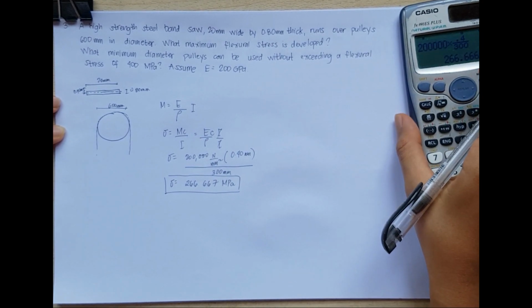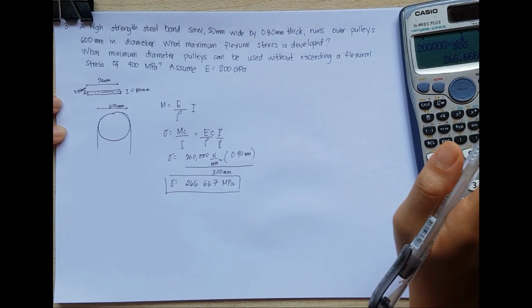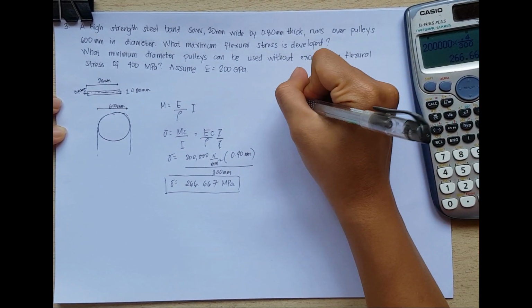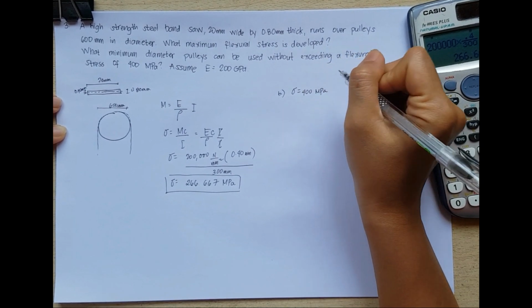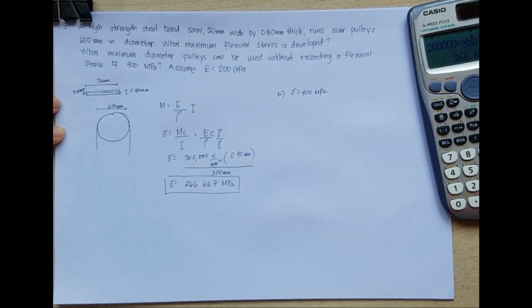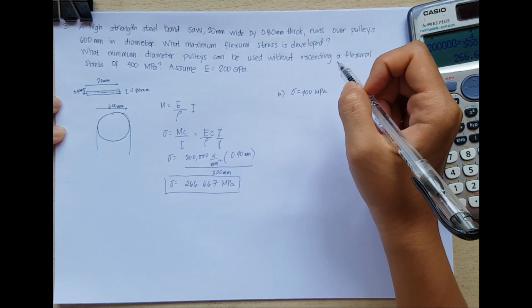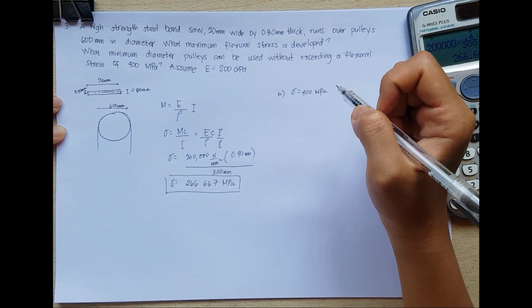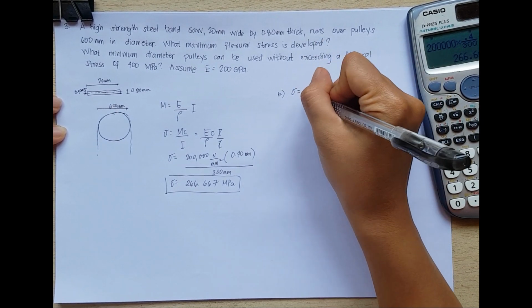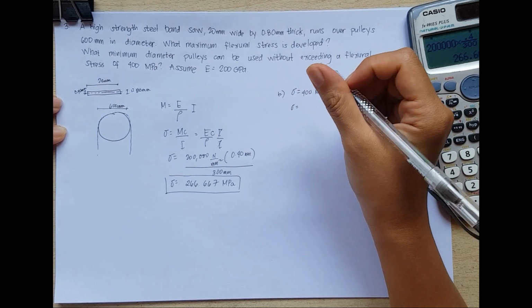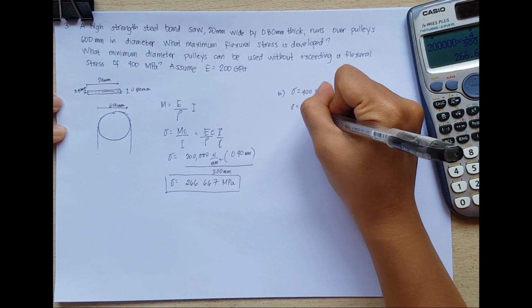And then for letter B, what minimum diameter pulleys can be used without exceeding a flexural stress of 400 megapascal? So, for letter B, yung flexural stress daw natin is 400 megapascal, or this is the maximum flexural stress. So, hahanapin natin yung minimum diameter that will not exceed a flexural stress of 400 megapascal. So, ganun din, gagamitin din natin yung equation na to, which is C all over rho.